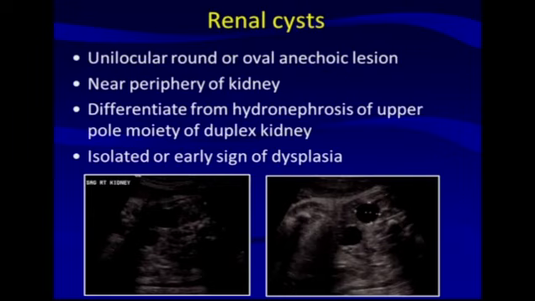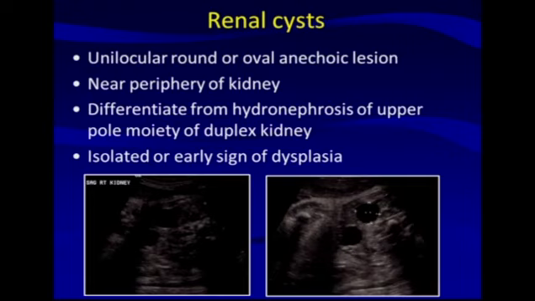Now, what about renal cysts? These occasionally can be seen. These look like cysts in adults as well, a unilocular round or oval anechoic fluid-filled lesion. They're usually seen within the periphery of the kidney in the region of the renal cortex. And when you see a renal cyst, it could be an isolated renal cyst in which there is usually a good prognosis. They often will regress on their own.